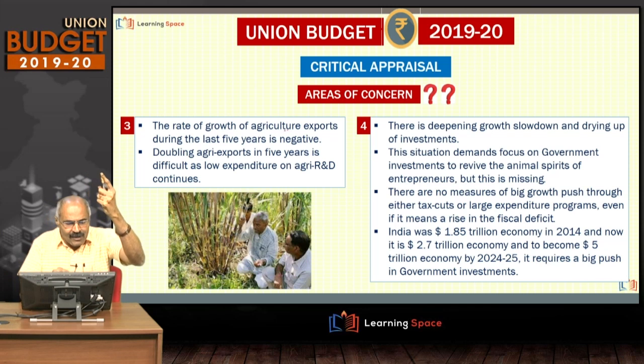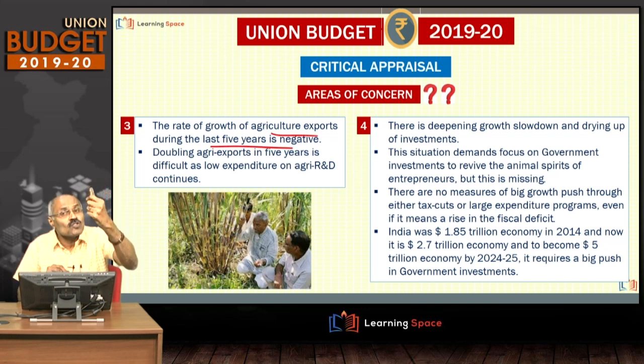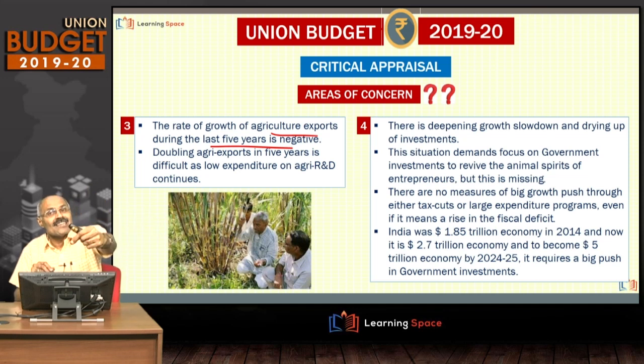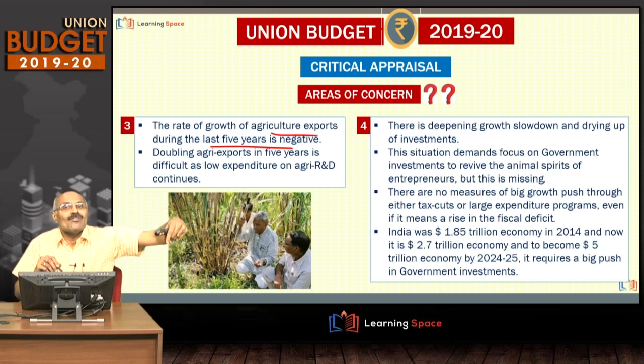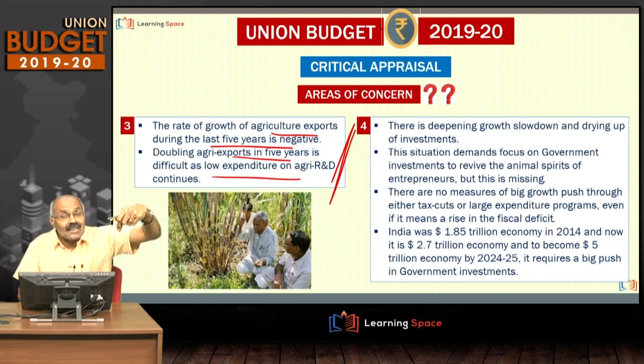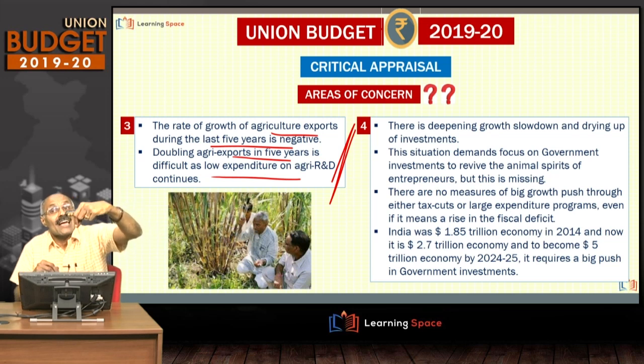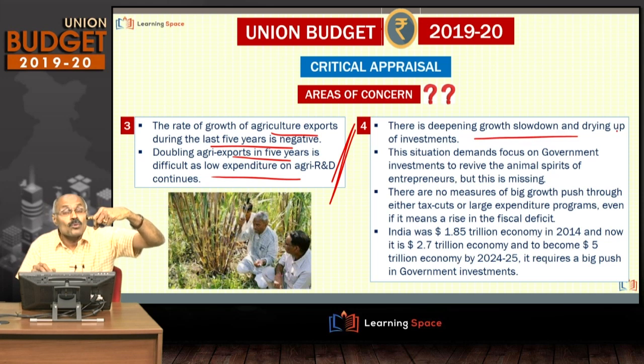Then the rate of growth of agriculture exports: if you see agriculture exports during the past 5 years, they are in fact negative. Under these circumstances, doubling the agri exports in 5 years is a highly difficult and Herculean task. Next point is, there is a deepening growth slowdown.